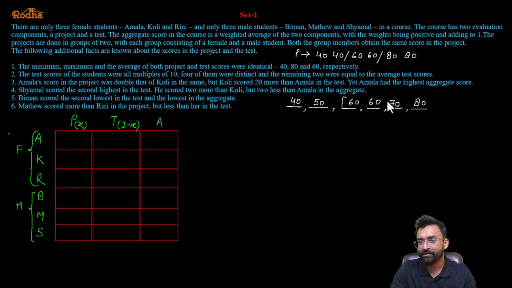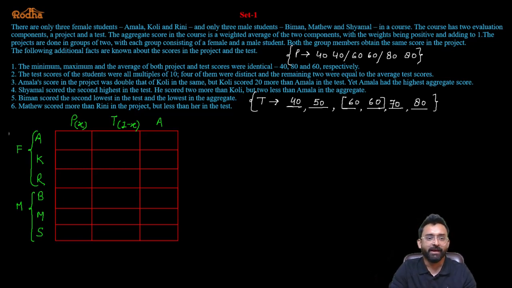So I know if I write numbers from 40 to 80, not 70, in fact 80. So if I write numbers from 40 to 80, then 40, 50, 60 I cannot use, they are already used. 70 and 80, this is the only possibility for test. This is what we have to establish. Once we understand that these are the scores I am going to get for test and project, I don't know who will get these scores, but if I know the scores, I can fill somewhat the information given in the table.